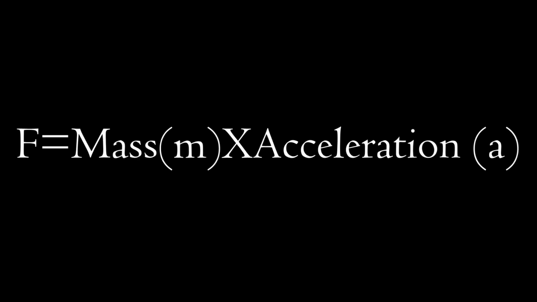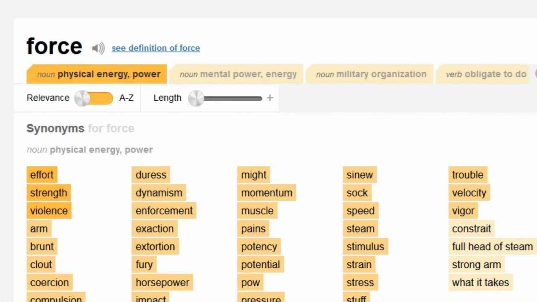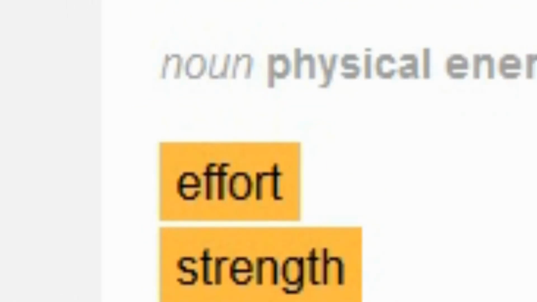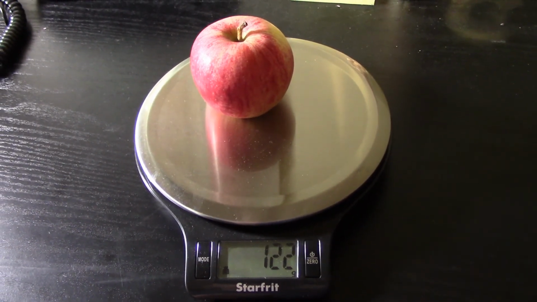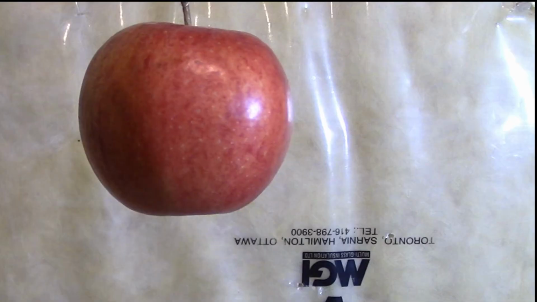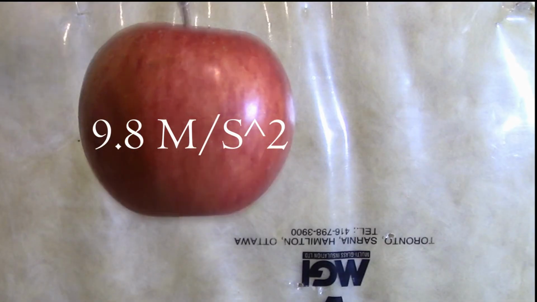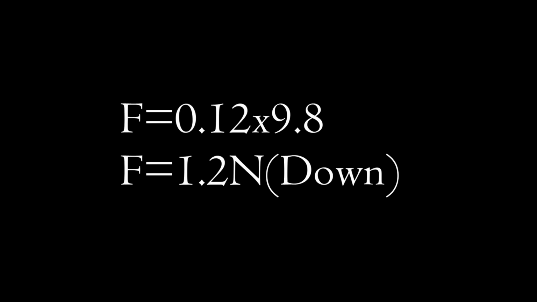Force is a measurement of mass times acceleration. It describes how much force, effort, is required to move an object. Force is measured in newtons. Our apple weighs 0.12 kilograms, and the force acting on the apple is the 9.8 meters per second squared of gravity. So, it has a force of 1.2 newtons down acting upon it.